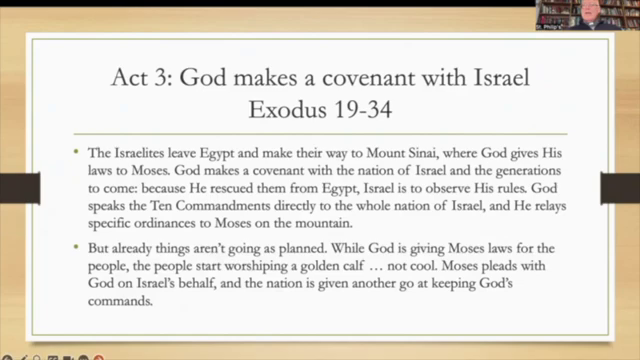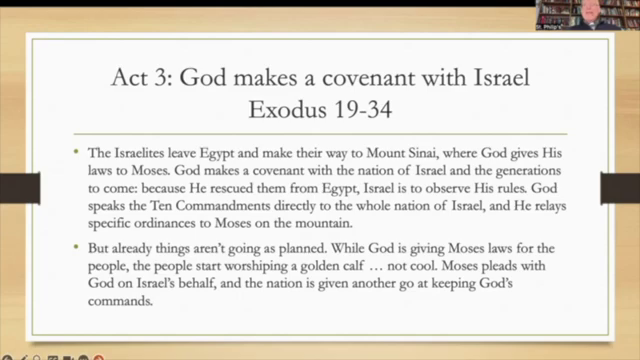Act 3, another covenant. God makes a covenant with the people of Israel. As the Israelites leave Egypt, they journey to Mount Sinai, where God gives his laws to Moses, those 10 commandments. God makes a covenant with the nation of Israel and the generations to come. Because he rescued them from Egypt, Israel is to observe all of God's laws. God speaks the 10 commandments directly to the whole nation of Israel, and he relays specific ordinances to Moses on the mountain, all those laws that are captured in the book of Exodus.